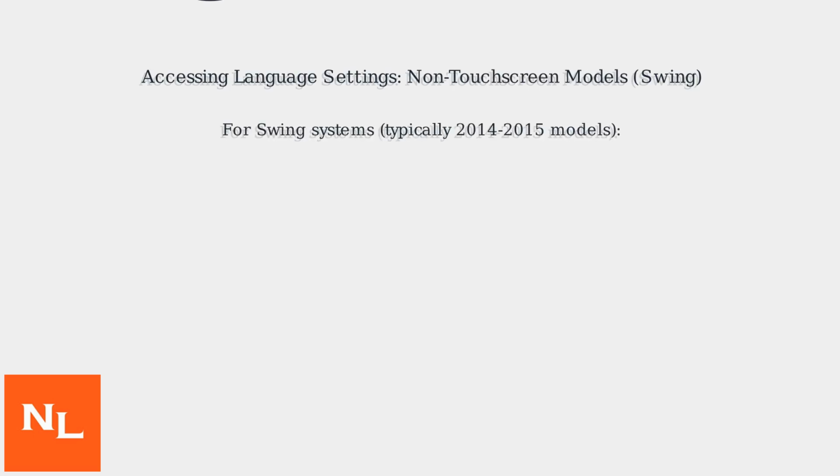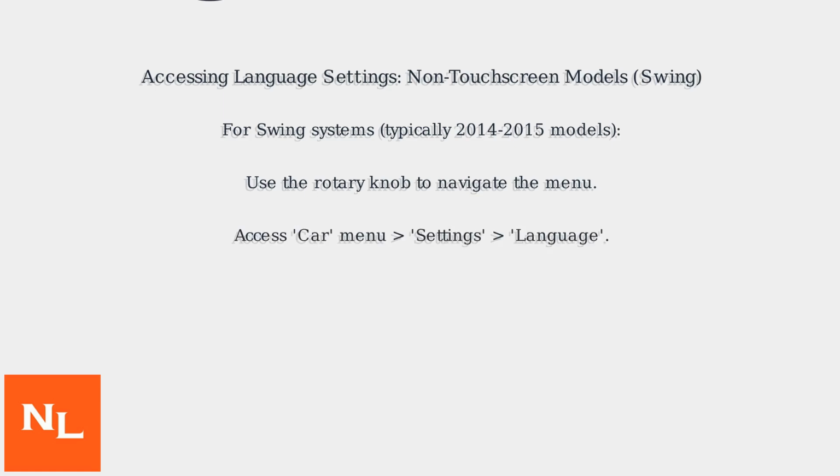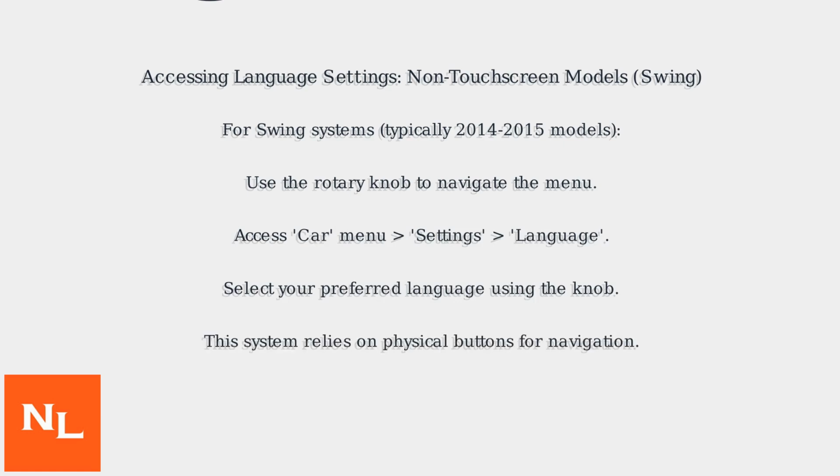For Swing systems, typically found in 2014-2015 models, use the rotary knob to navigate the menu. Access the car menu, then Settings, and finally Language. Select your preferred language using the knob. This system relies on physical buttons for navigation.